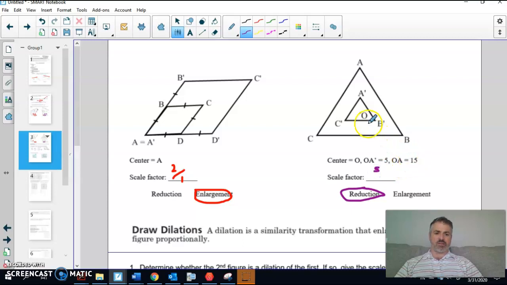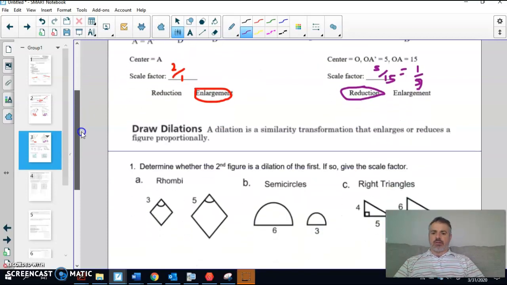And then O to A, the pre-image, is 15. So it'd be 5 over 15, which is what, 1 to 3. And again, it makes sense that it's less than 1 because it is a reduction.